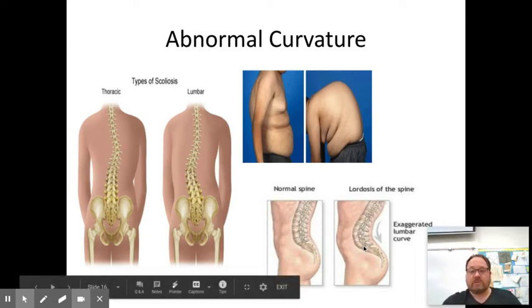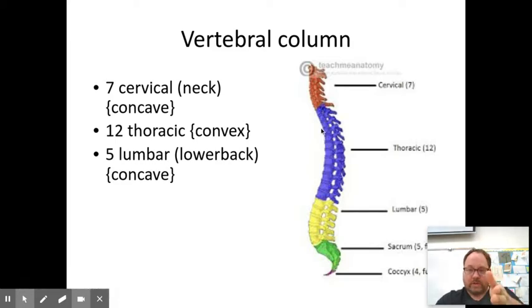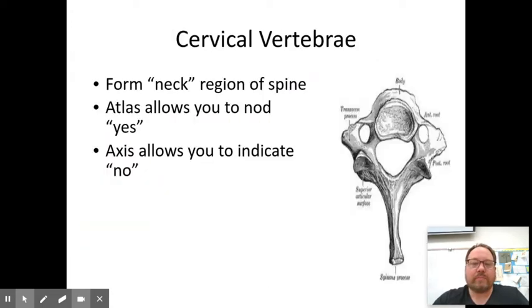So you can extend the curvature beyond its normal S-shaped curve. You do have a slight sway in here, which helps keep the body's center of gravity in alignment. So you can have your heart and lungs and some of your abdominal organs sandwiched in this region to help support your body weight with less effort.